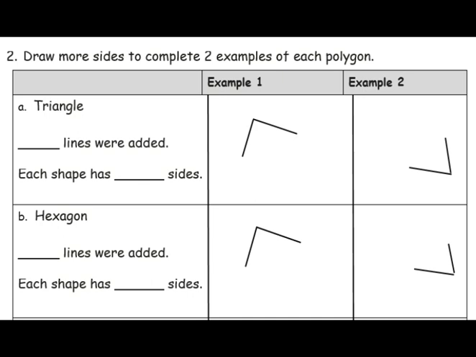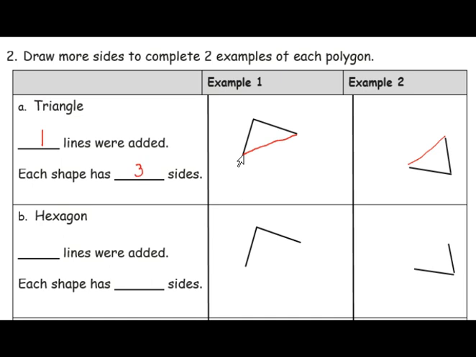So for question A, they're asking us to draw triangles, and we're going to use these examples off to the side to make them into triangles. Well, a triangle has 3 sides, and right now these figures only have 2. So I'm just going to draw a 3rd side on each shape to create my triangles. On each shape, I added 1 line to complete the triangle. Each shape now has 3 sides.